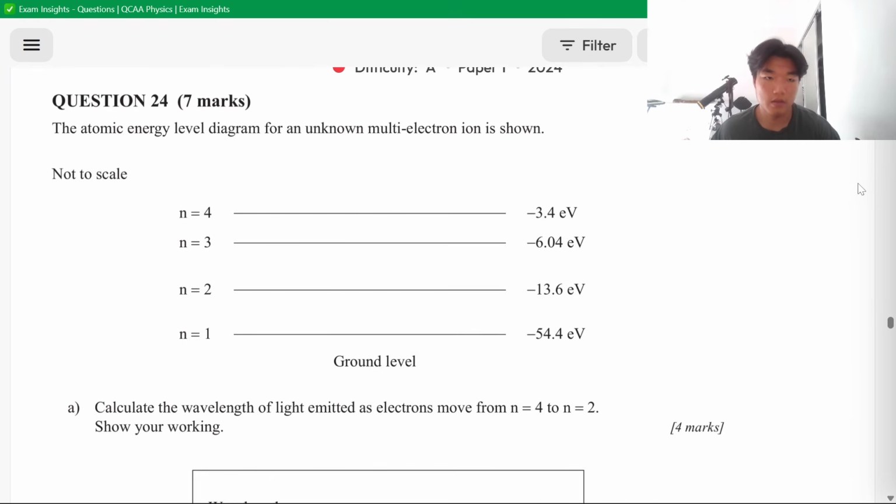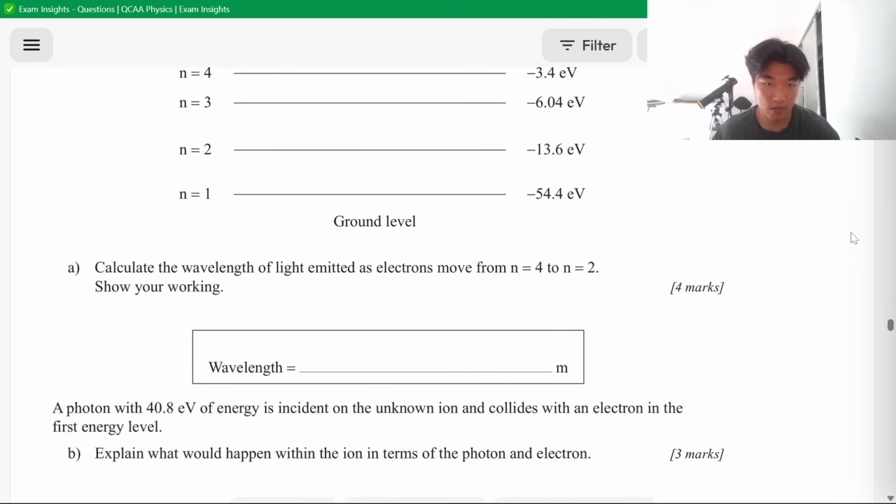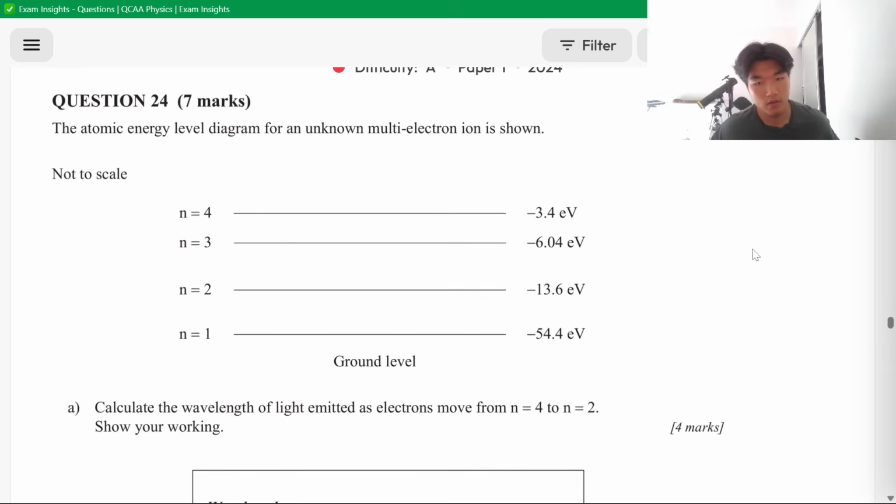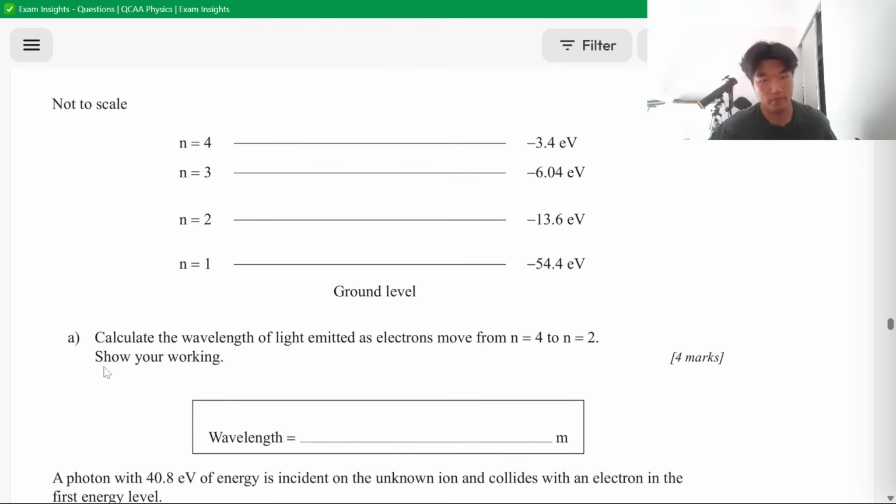Okay, the atomic energy level diagram for an unknown multi-electron ion is shown. Calculate the wavelength of light emitted as electrons move from 4 to 2. So it emitted because it went down the energy state, so that's why it lost energy, right? So 4 to 2.